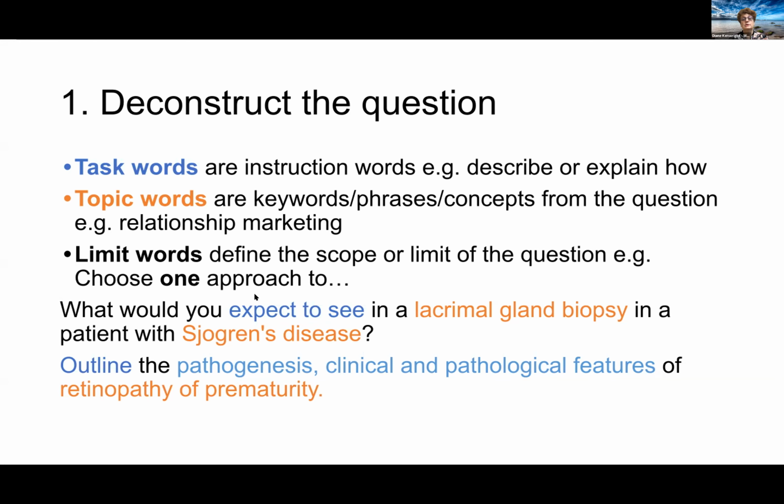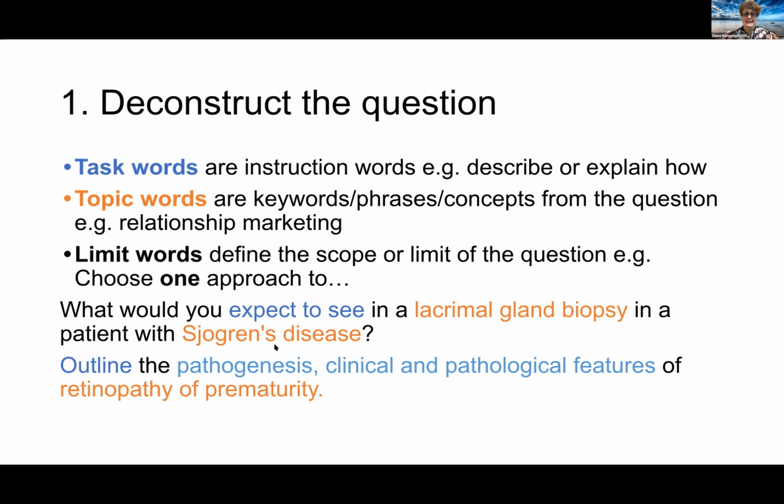So what would you expect to see? They want you to describe what you're seeing in, this is the topic word, a lacrimal gland biopsy in Sjogren's disease. So I don't want to know anything at all about the fact that Sjogren's disease is more common in women, or that Sjogren's disease causes dry eye and this is what it looks like. I specifically want you to just make a list, numbered or dot pointed, of what I would see in a lacrimal gland biopsy with Sjogren's disease.